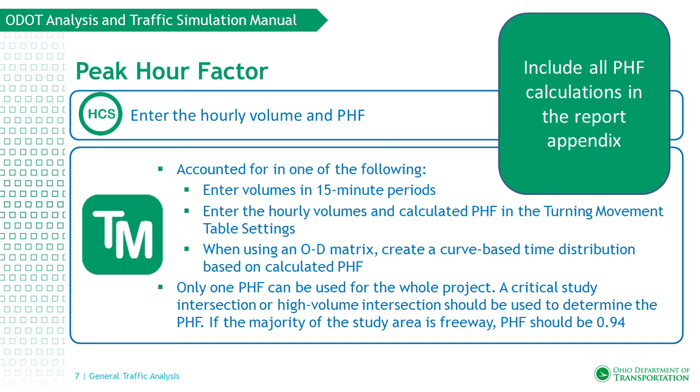Only one peak hour factor for the entire project can be used with TransModeler software. A critical study intersection or high-volume intersection should be selected to represent the study area. If the majority of the study area is freeway, the default peak hour factor of 0.94 should be used. All peak hour factor calculations should be included in the report appendix.